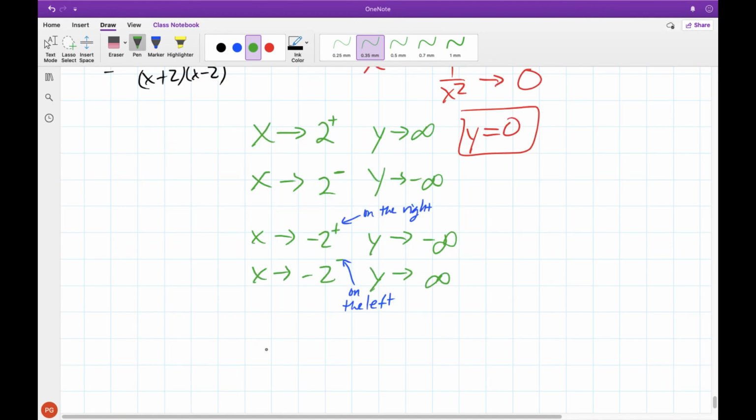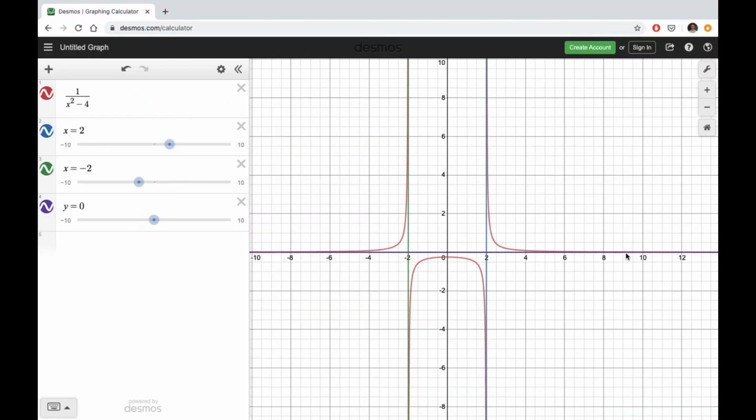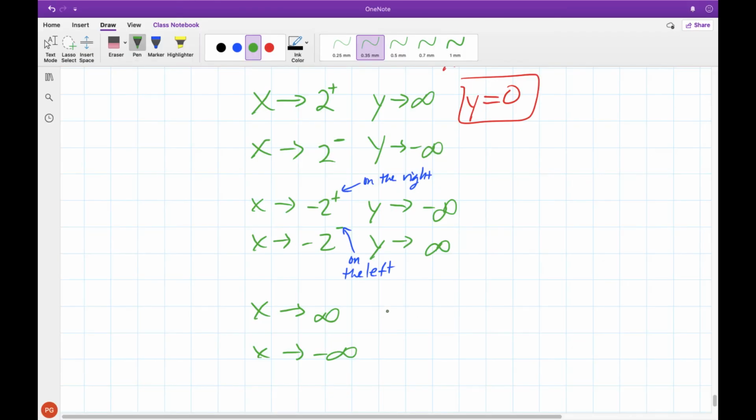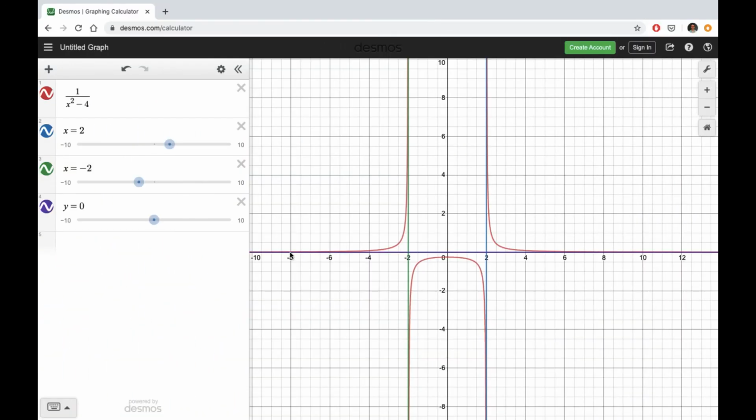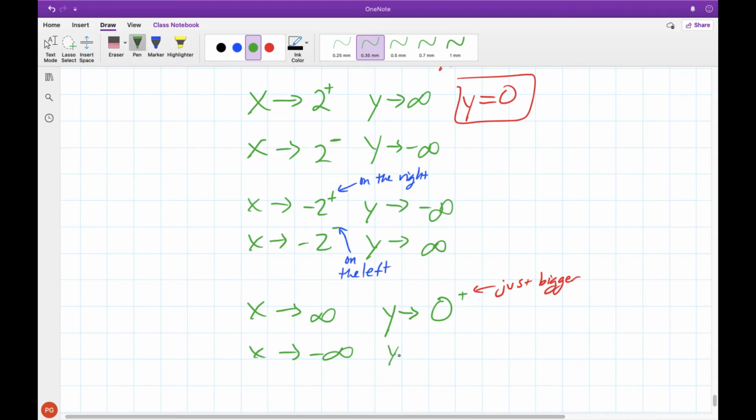We can also do this for our horizontal asymptote, which is when x is going to positive infinity or towards negative infinity. When we go towards positive infinity, we're going close to 0, but we're a little bit bigger than 0. The way that we write that is that y is going to 0, but it's a little bit bigger. When we go to negative infinity, we get the exact same thing. Y goes close to 0, but just a little bit bigger.